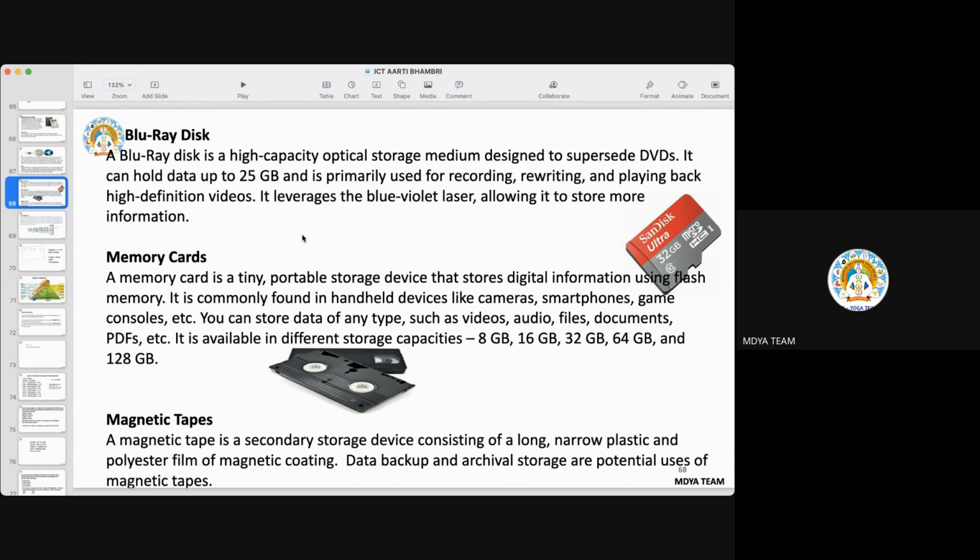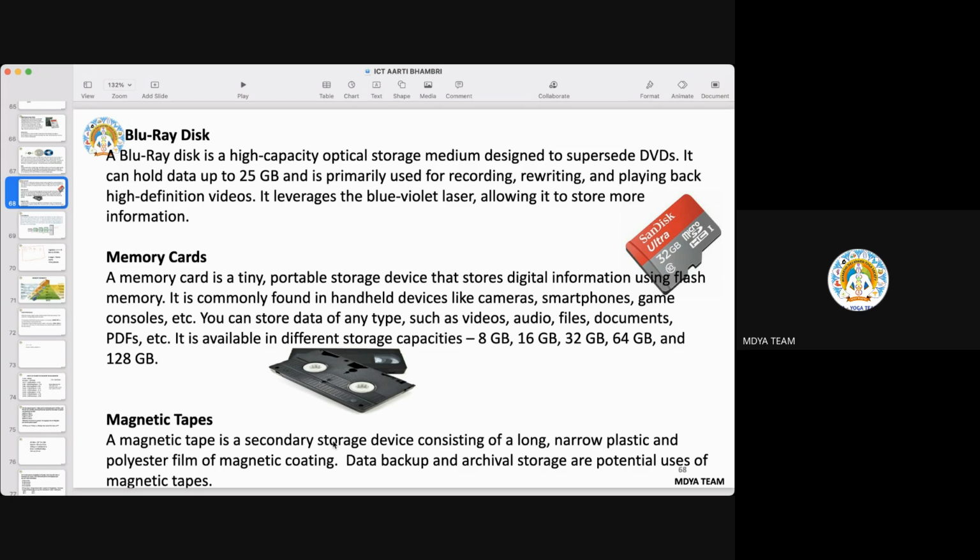And then memory cards, here it is shown, they are also semiconductor devices, and they are used in various cameras, smartphones, or game consoles and all. And you can store video, audio, any file or PDFs of large size, and they are available in different storage capacities from 8 GB to 128 GB. So the capacity is very, very large.